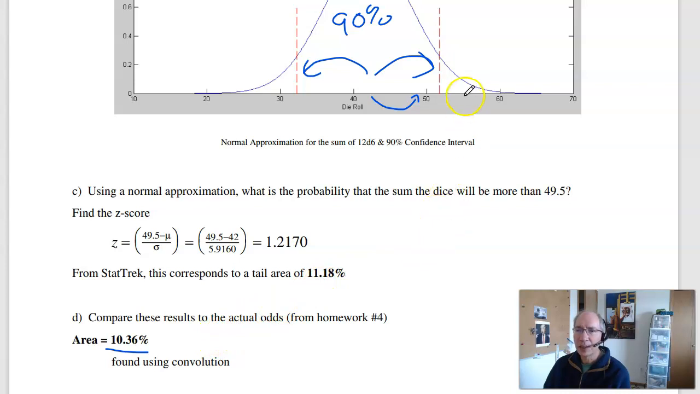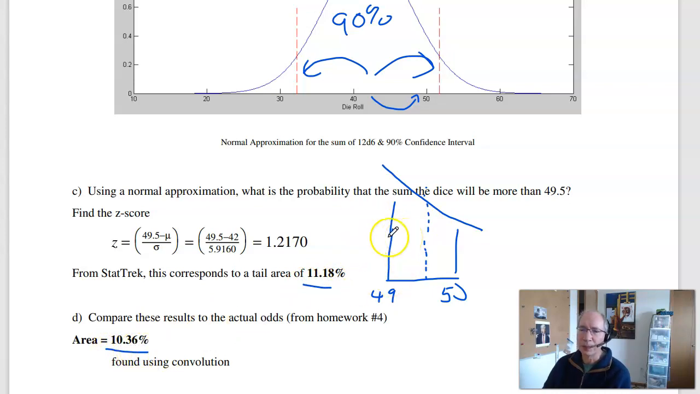Again, not exact, mainly because I'm converting integers to continuous numbers. So if here is 49, here's 50, I've got a curve like this. If I take 50 as my point, I'll be too low. If I take 49 as my point, I'll be too high. So where do you put the dividing line? I picked it in the middle, and this isn't quite symmetric, so it's a little bit biased. But pretty close, 11.18, 10.36. That's just a feature of approximating a discrete function with a normal approximation. You're kind of stuck with trying to figure out where to put the threshold between the two integers.